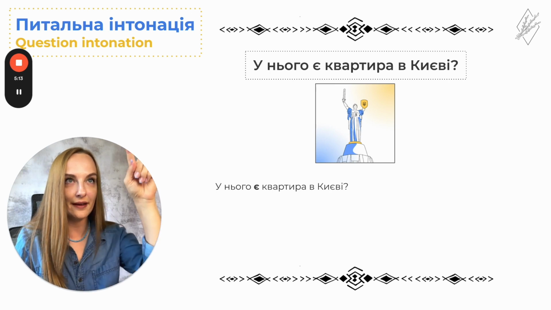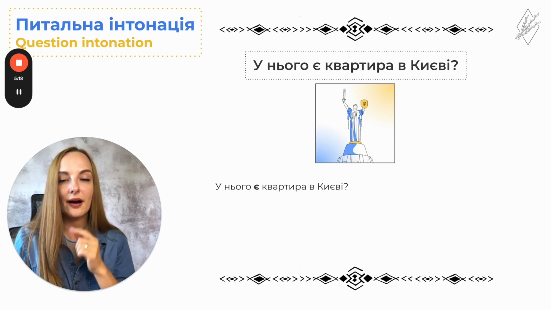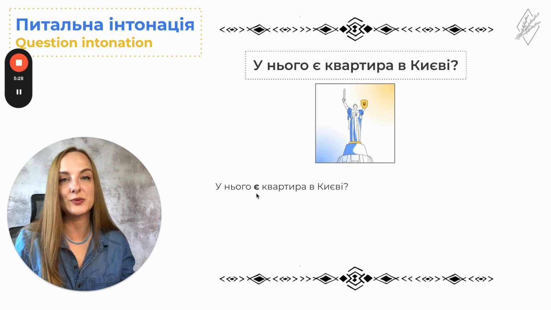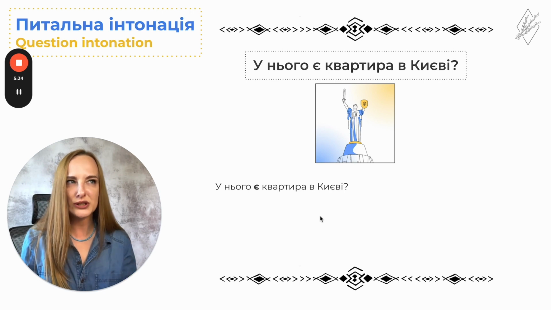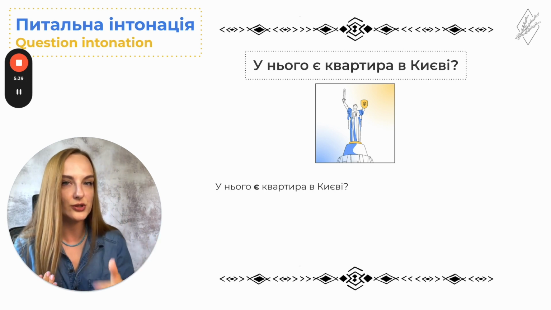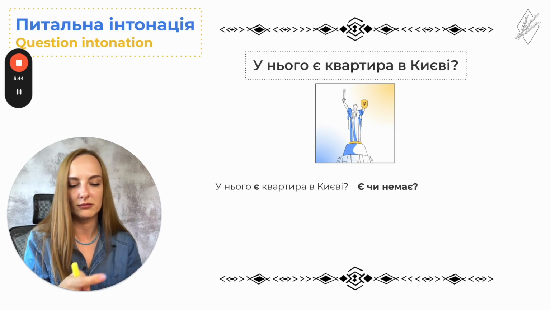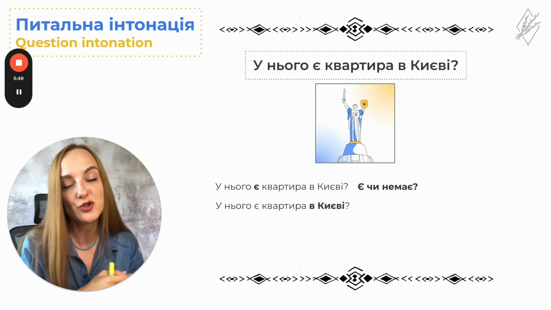У нього є квартира у Києві. What do I do here? I raise intonation at letter or the word, the verb є. Does he have apartment in Kyiv? У нього є квартира у Києві. So what I'm asking about? I'm asking if he has or has not the apartment in Kyiv. Є чи немає, right? Has or has not. Є чи немає.